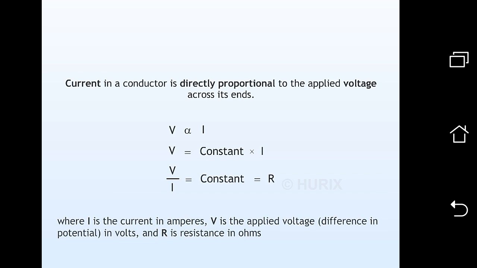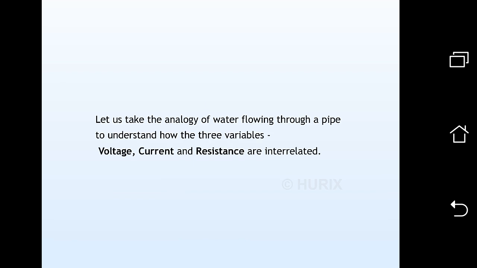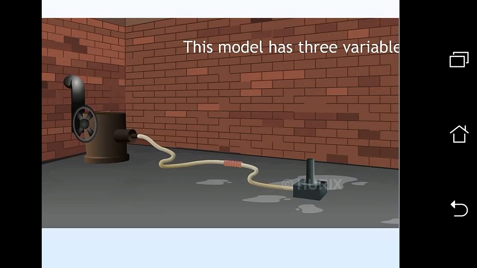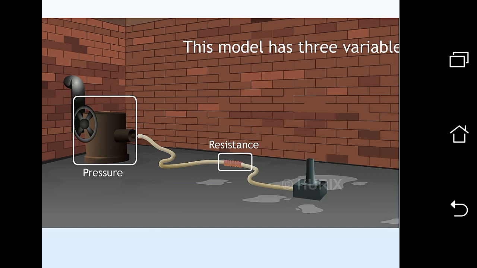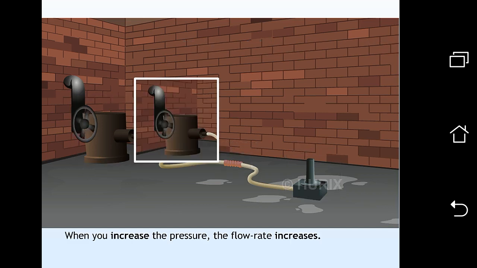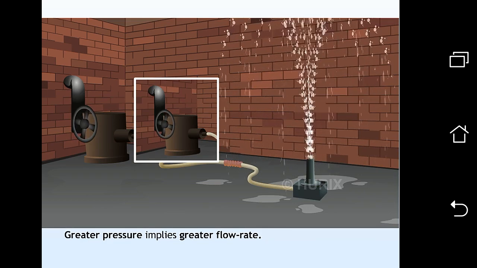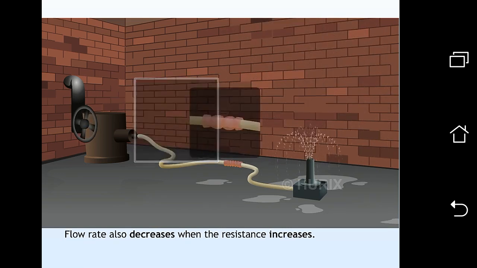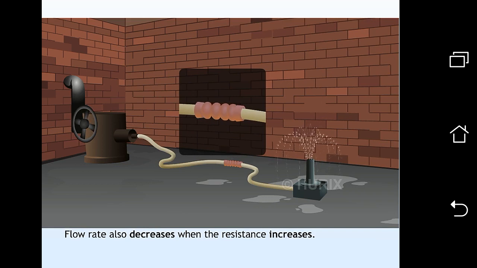resistance in ohms. Let us take the analogy of water flowing through a pipe to understand how the three variables, voltage, current, and resistance, are interrelated. When you increase the pressure, the flow rate increases. Greater pressure implies greater flow rate. When you decrease the pressure, flow rate decreases. Flow rate also decreases when the resistance increases.